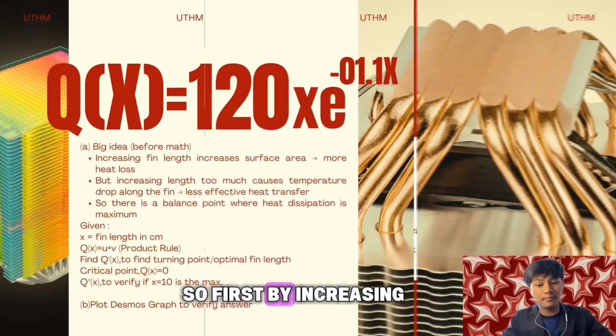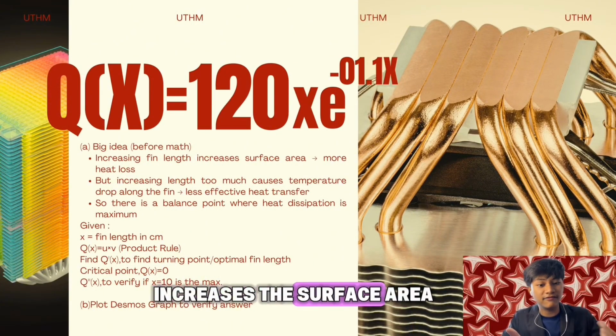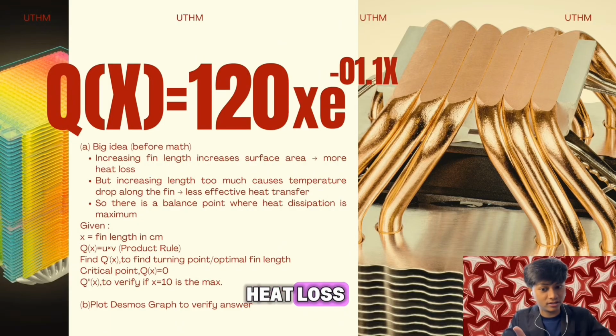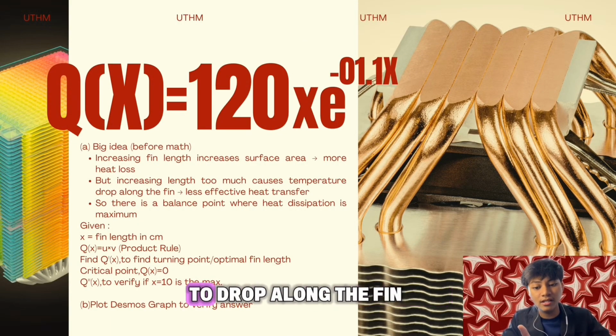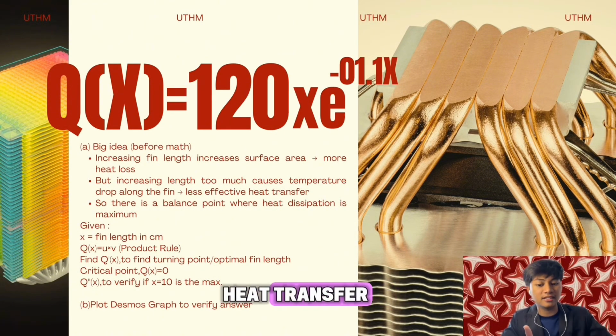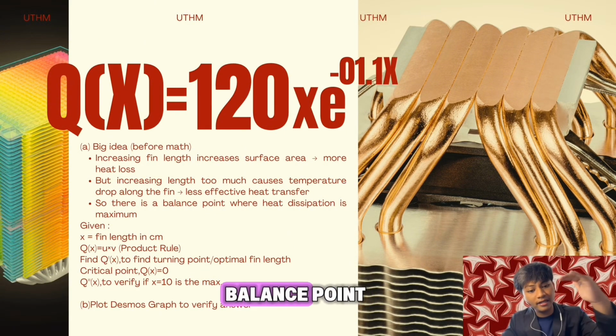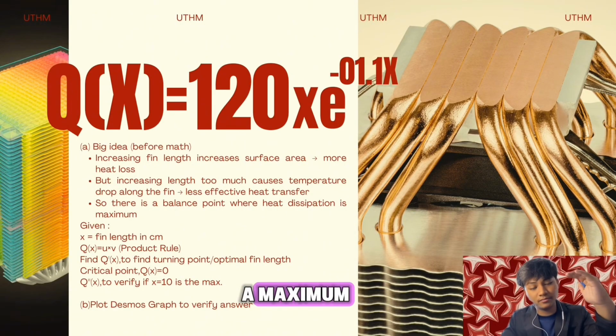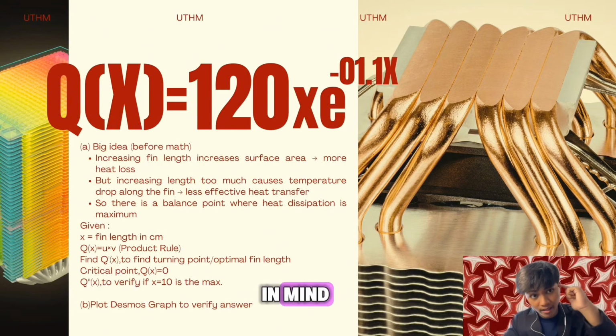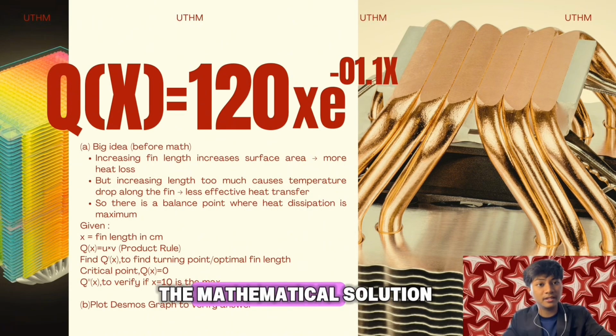First, increasing the fin length increases the surface area, which leads to more heat loss. Next, increasing the length too much causes the temperature to drop along the fin. This means that there is less effective heat transfer. So there is a balanced point where heat dissipation is maximum. With that logic in mind, we can go to the mathematical solution.